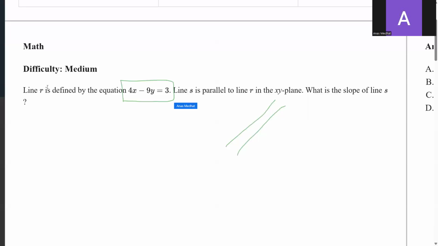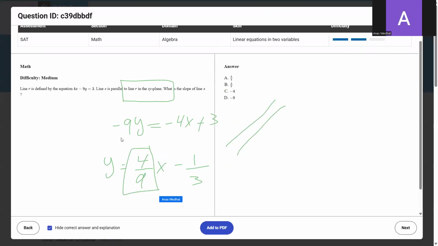Let's rearrange this equation. Plus 3, divide by -9, will be 4/9 x, 3/-9 is... So the slope is 4/9. So the answer is B.